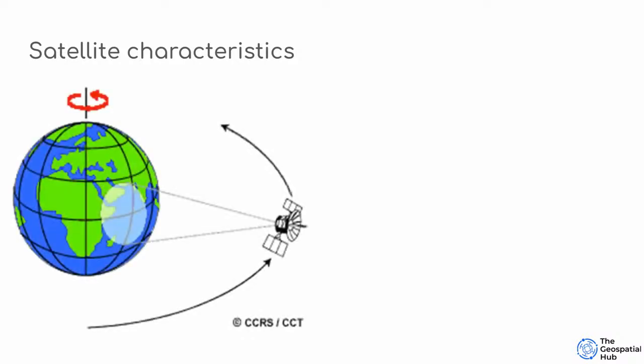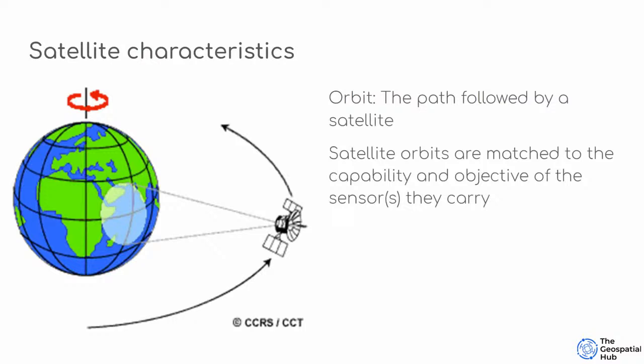We have the satellite orbit. So basically, like we mentioned, this satellite revolves around the Earth. The path that this satellite follows to revolve around the Earth is basically called the orbit. Then it's also important to know that these satellite orbits are matched to the capabilities and objective of the sensor they carry. We'll talk a little bit more about them.